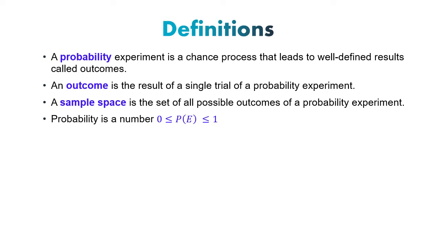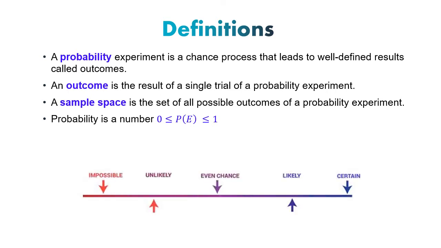Every single outcome is the result of a single trial of a probability experiment. A sample space is the set of all possible outcomes of a probability experiment. Probability is a number greater than or equal to 0 and less than or equal to 1. When probability is 0, it means the event is impossible to happen. When it's 50%, there's an even chance for an event to happen. And when it's 100%, it means there is 100% certainty that the event will occur.